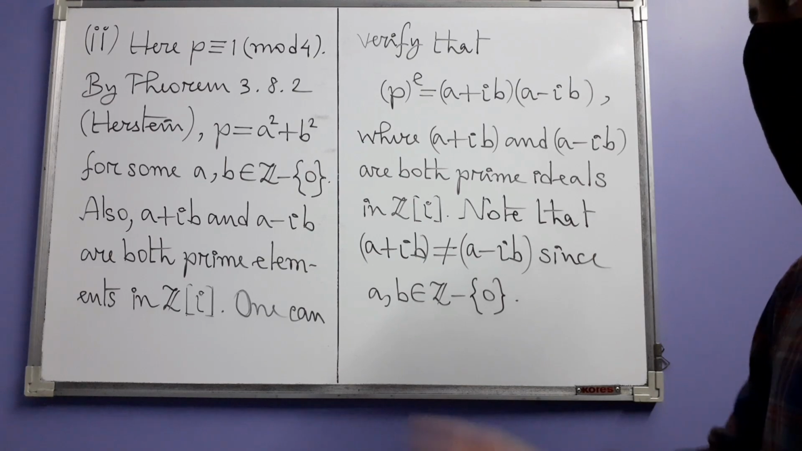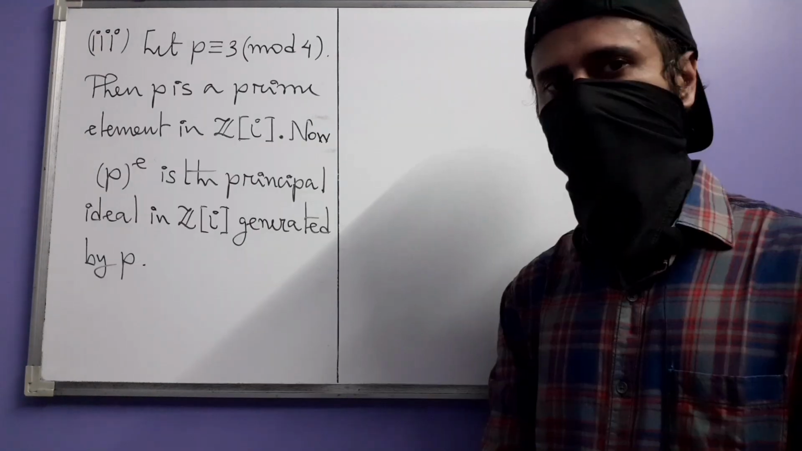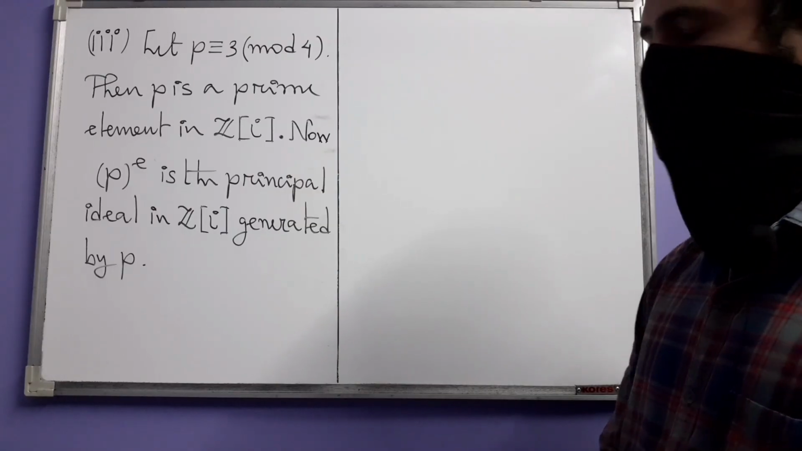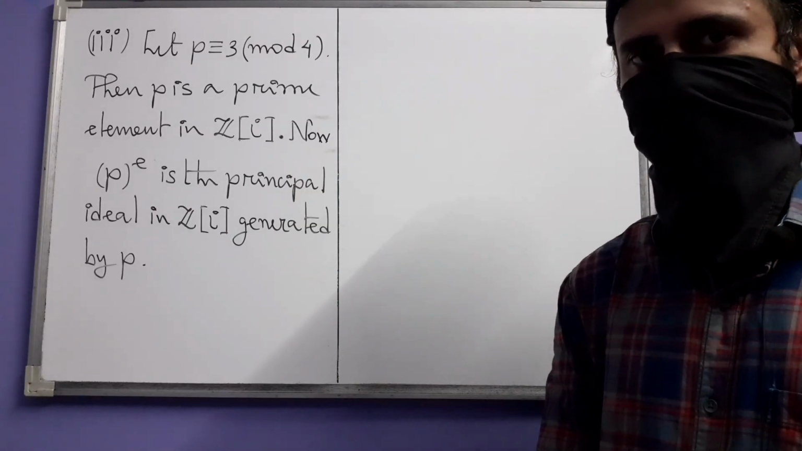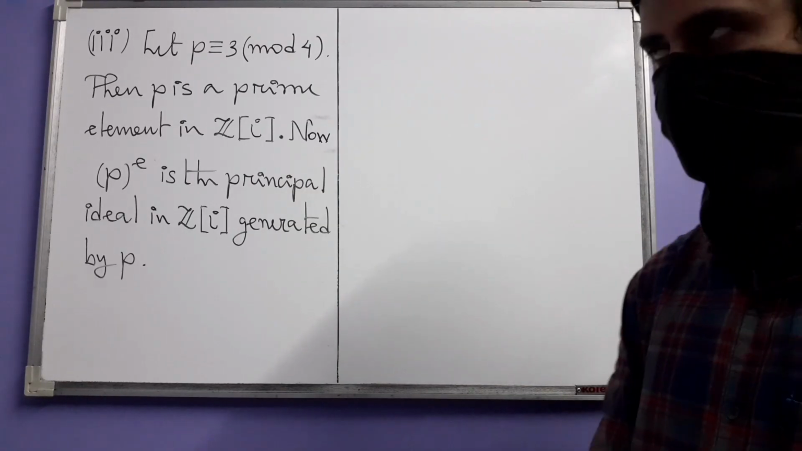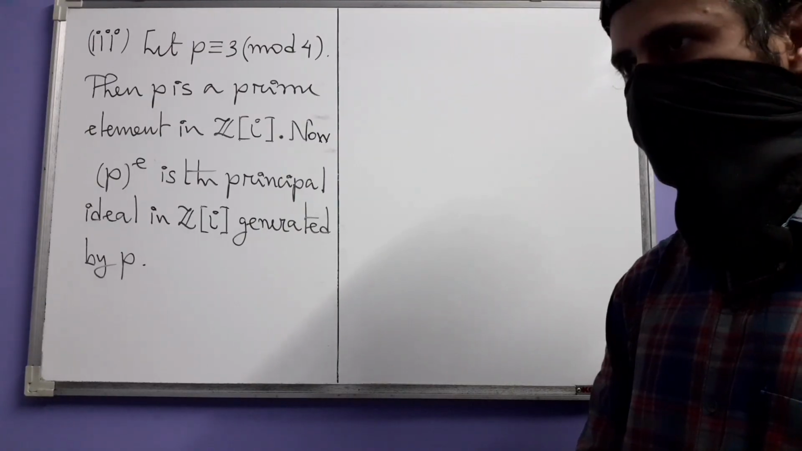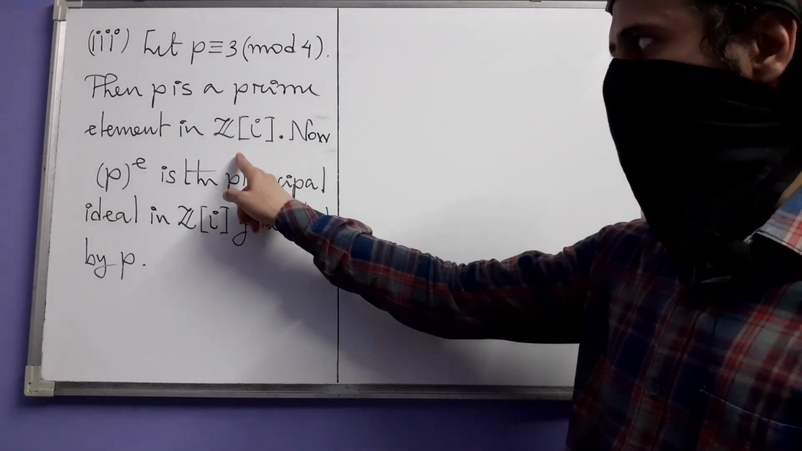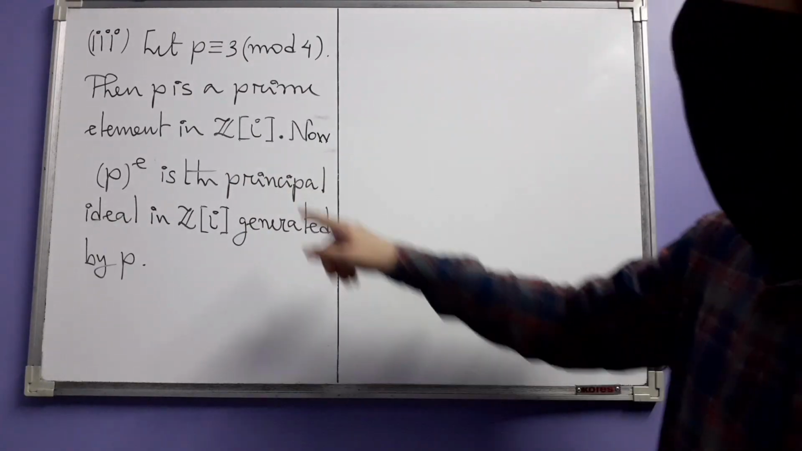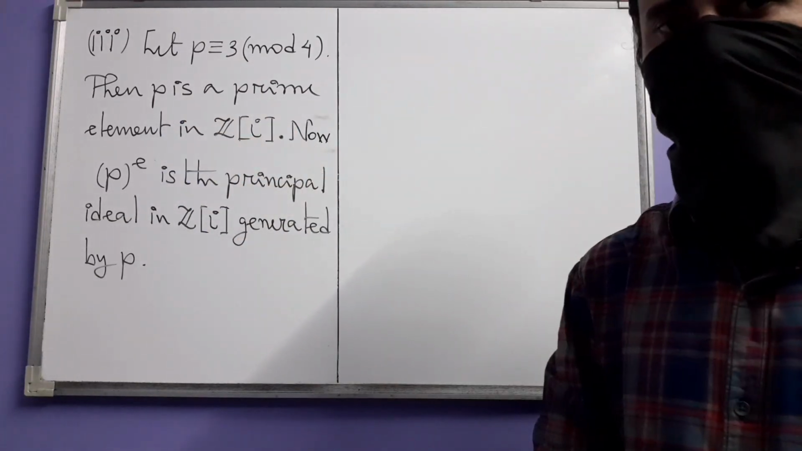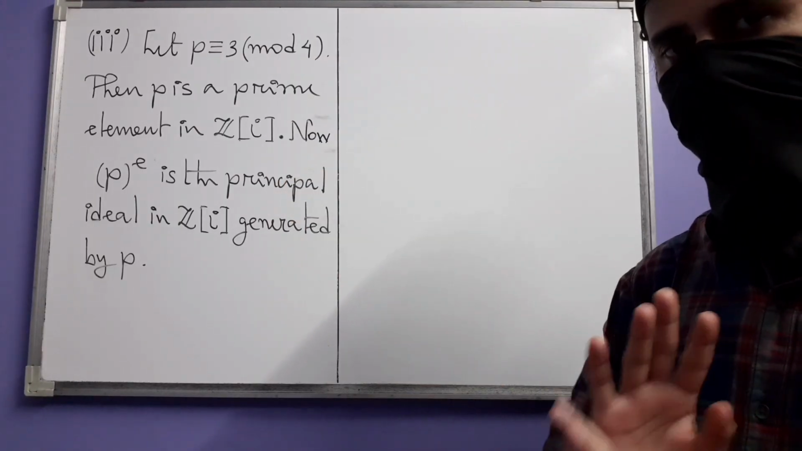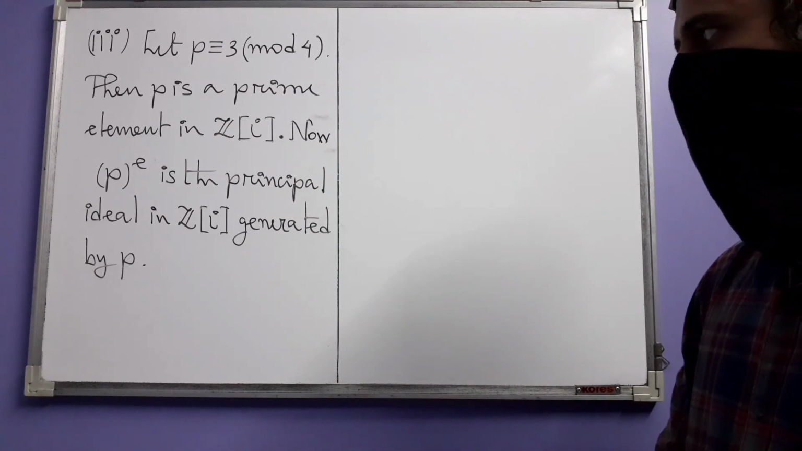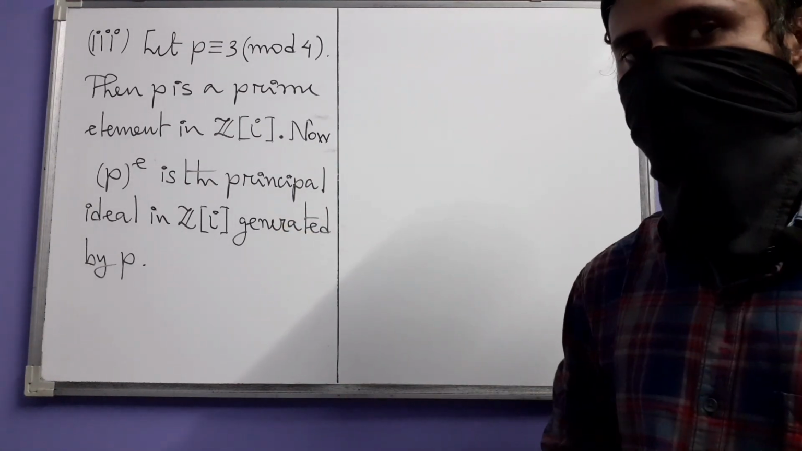And finally, let's go to the third statement. And finally, we have 3 in which p is a prime that leaves remainder 3 when divided by 4. p is congruent to 3 modulo 4. Then from the characterization of all the prime elements in the ring of Gaussian integers, we find that p is a prime element. This type of primes are all prime elements in Z[i]. And then this is one fact that you have to prove.